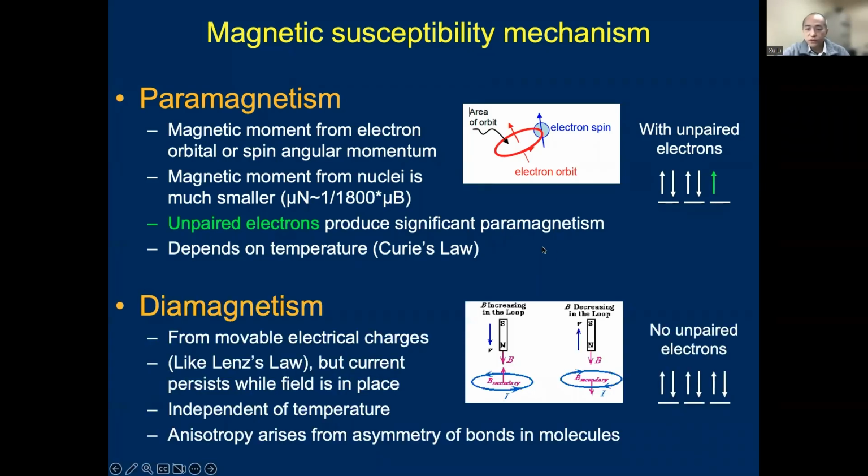And for diamagnetism, usually those materials do not have unpaired electrons. And diamagnetism usually comes from the tendency of moving electric charges to shield the interior of the material against the external magnetic field. Also, diamagnetism does not depend on temperature, but depending on the molecule itself, it may have some anisotropy that arises from the asymmetry of the molecular bonds.